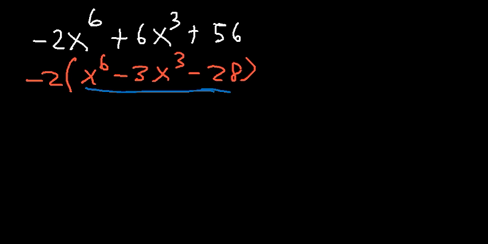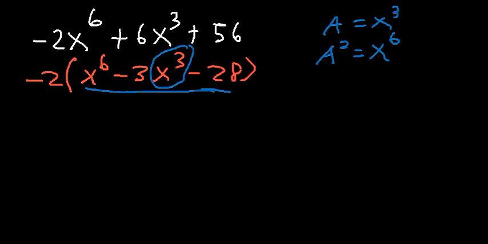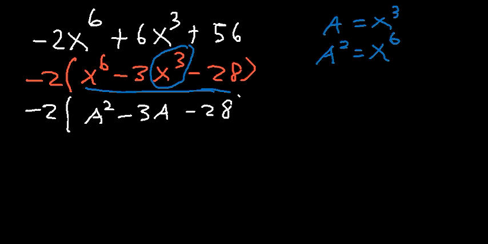But let's substitute the middle term with a. So we're going to say a is x cubed, which means that a squared is x to the 6. So what we now have is negative 2a squared minus 3a minus 28.